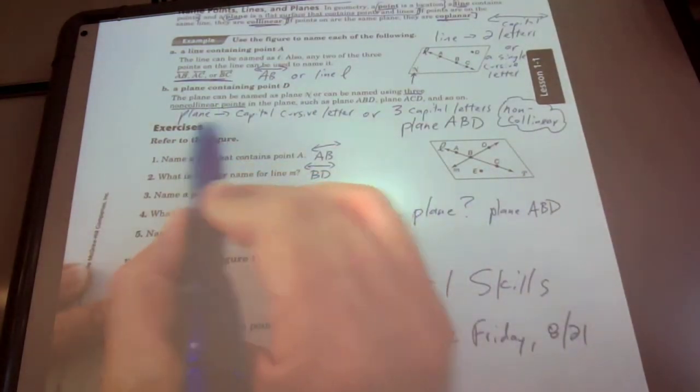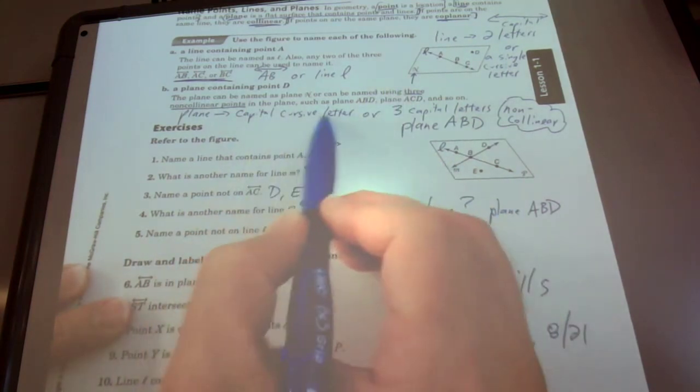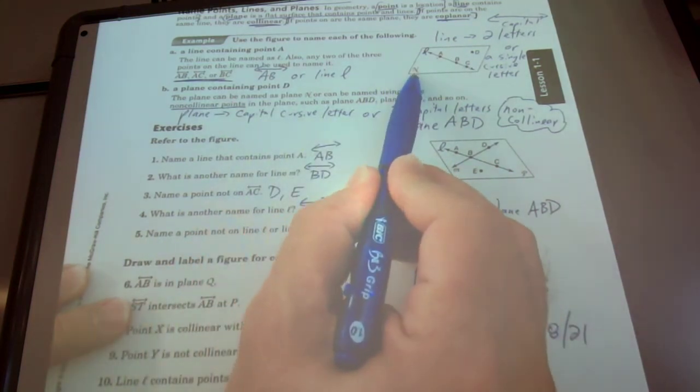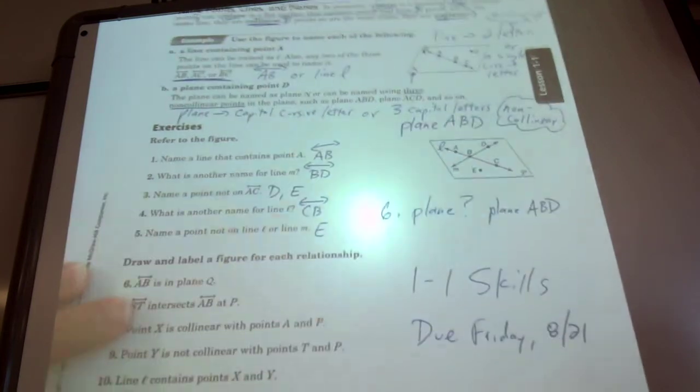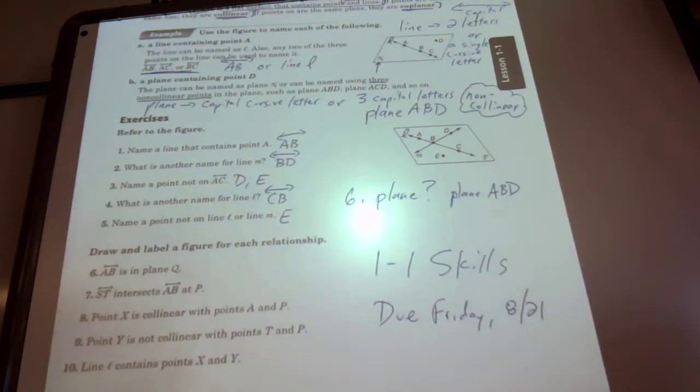The other way you can name planes is you can use a capital cursive letter. You can say plane and there's cursive N right there. So that kind of walks you through it. All right, let's jump down to number 1 in the exercise part.